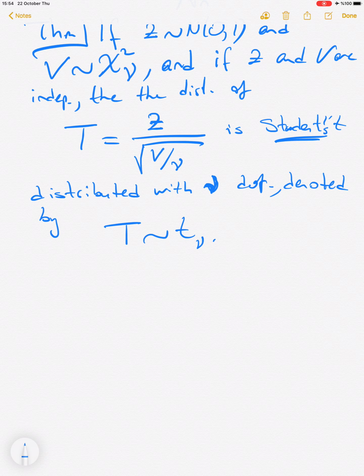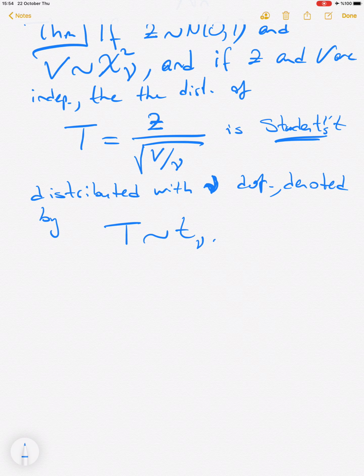Okay, let me find my notes, they got mixed up a little bit. Sorry about that. Where are my notes? Okay, so this is fine. So he published his t statistic under the name Student.